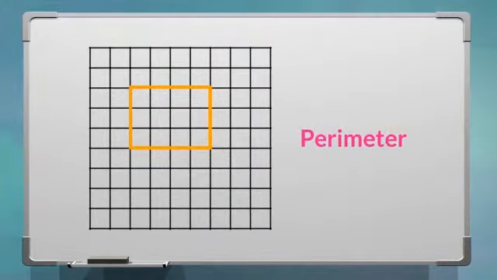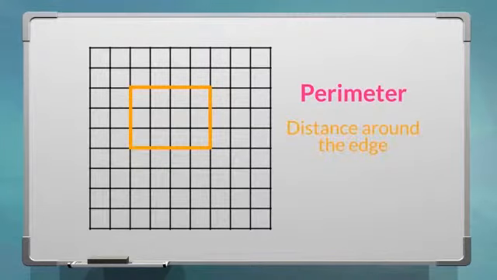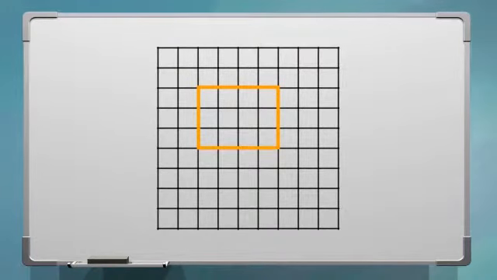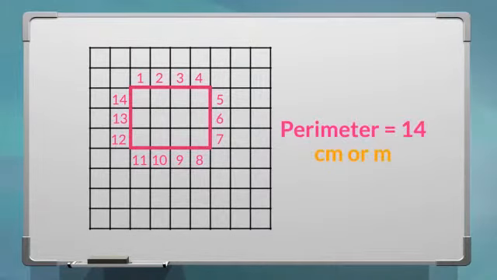Don't get this mixed up with perimeter. Perimeter is the distance around the edge. Just think of the rim in perimeter, the edge of something. This should help you to not get area and perimeter mixed up. So to find the perimeter, in this case, simply start at one corner of the shape and move around the edge, counting the squares until you come back to the starting point. So in this case, the perimeter is 14. Because the perimeter is just a length, we need to use units like centimetres or metres.